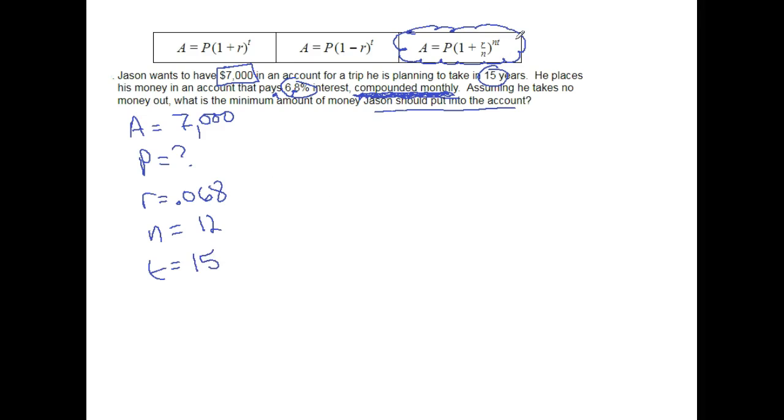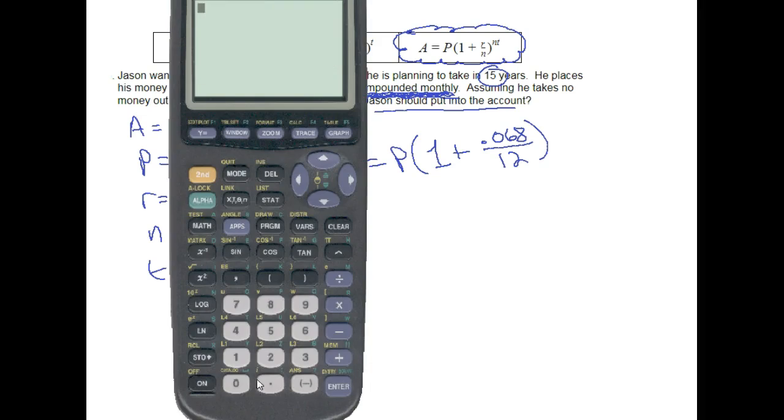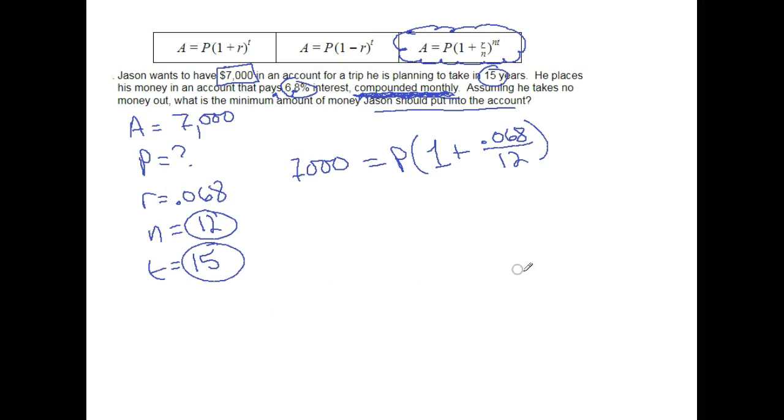So when I look at the formula, the value for A is 7,000. This is going to equal, I don't know how much money to start with, times 1 plus this tiny interest rate, broken up into 12 equal pieces, applied 12 times a year for 15 years. So I need to know what 12 times 15 is, and if I'm not the best at mental math, I might just use the calculator and see that that's equal to 180.